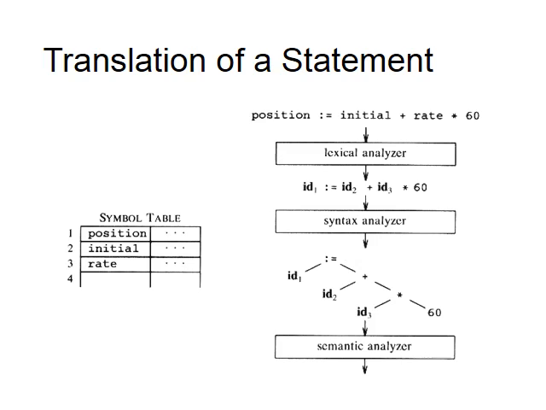Now we see an example for a translation of a statement. Suppose consider position equals initial plus rate star 60. So it's a high level language code. Now each of these phases gets an input and produces an output. So first one is an input, the high level language.